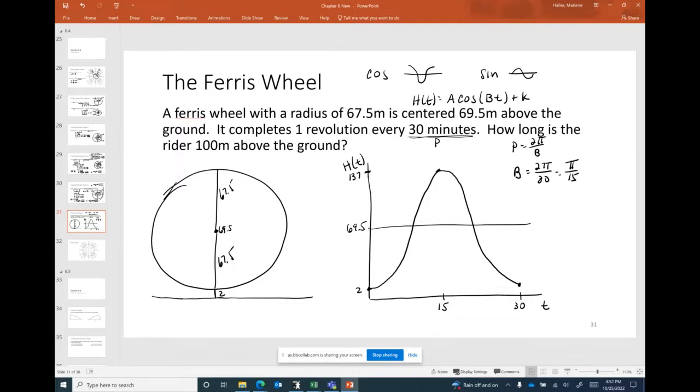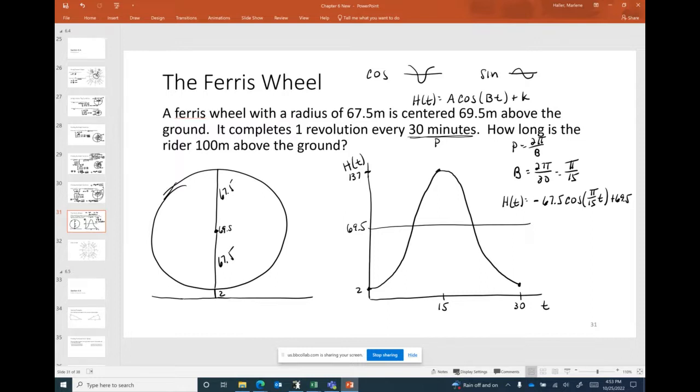We have everything we need to write that equation now. The equation h of t is going to equal the amplitude. Okay, amplitude is halfway between the high point and the low point, or the radius of the circle. So that's going to be 67.5, but we've got a reflected cosine curve, so it's going to have to be negative. Okay, negative 67.5 times the cosine of, we found b was pi over 15 times t. And then what is our midline? 69.5, so plus 69.5. Okay, well there's our formula, there's our equation, if you will.